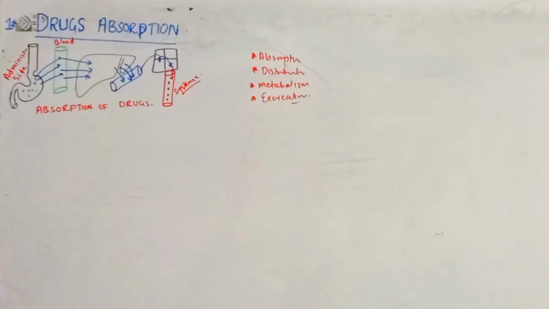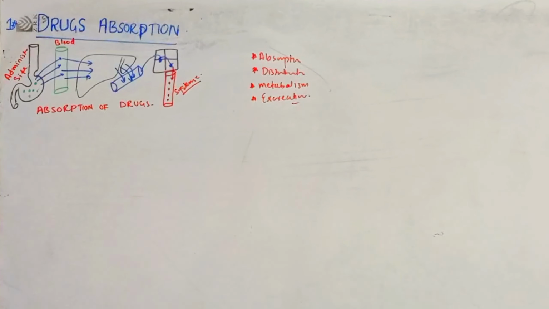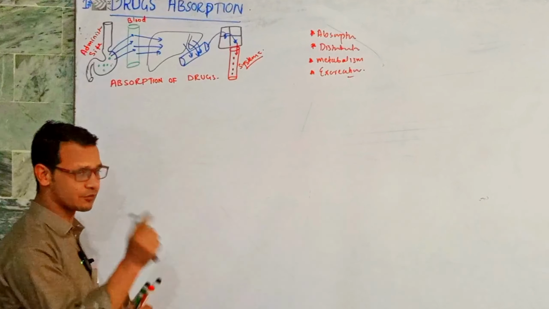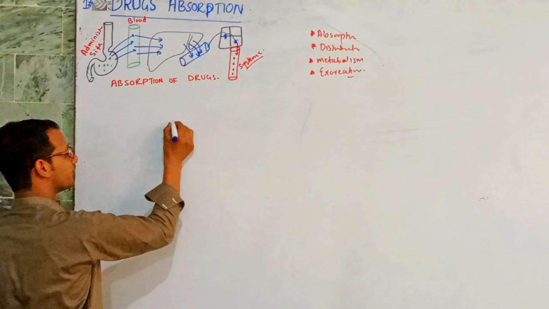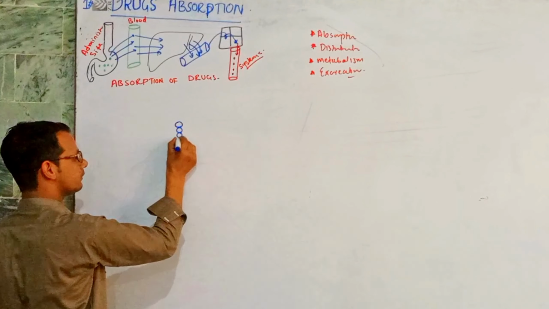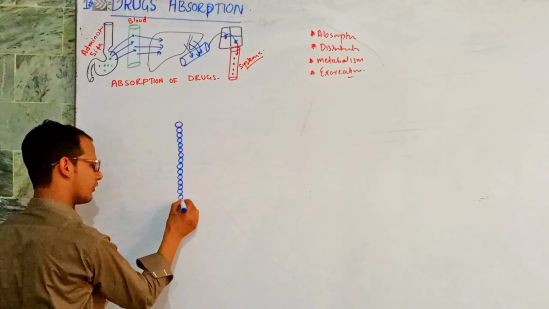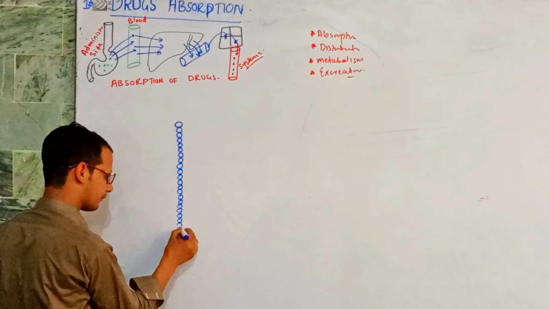Now the mechanism of absorption, shortly, because we have discussed this in detail in the first lecture. But for example, if I have one cell membrane from here, this is the cell membrane of any of the cells.